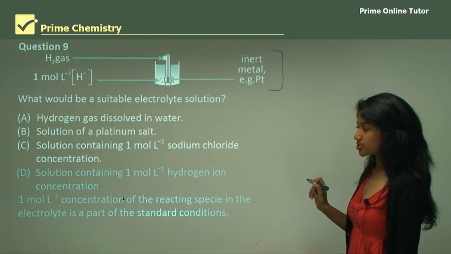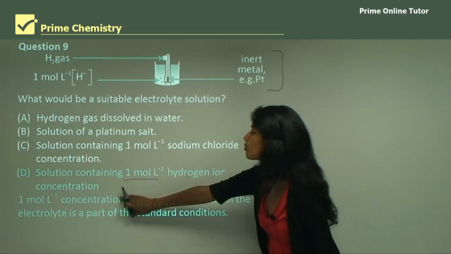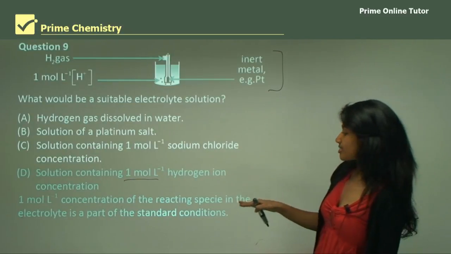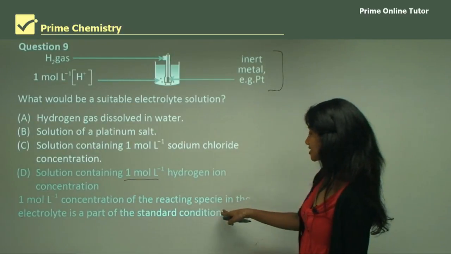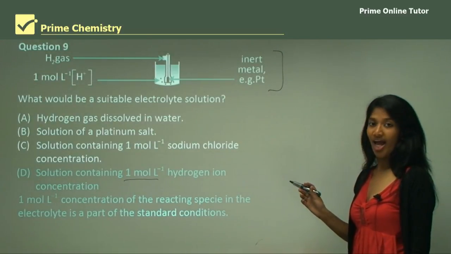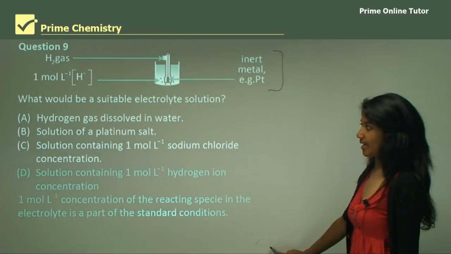The answer is option D, a solution containing 0.01 moles per liter of hydrogen ions. So that is the answer, because the reacting species in the electrolyte is a part of the standard condition. Now let's move on to question 10.